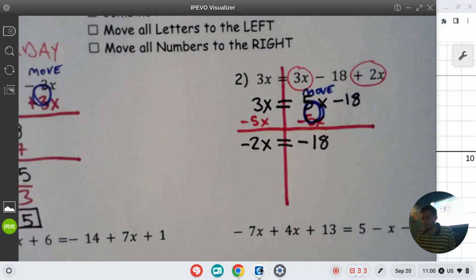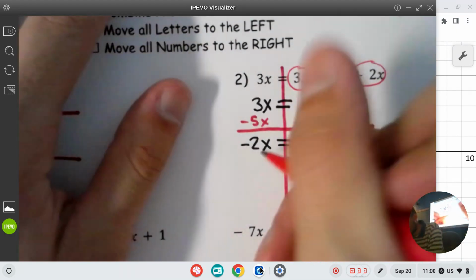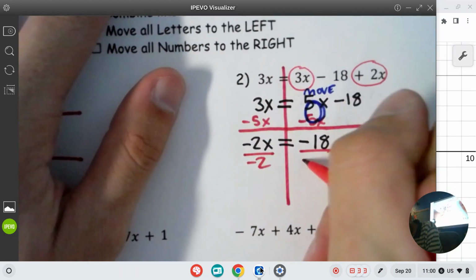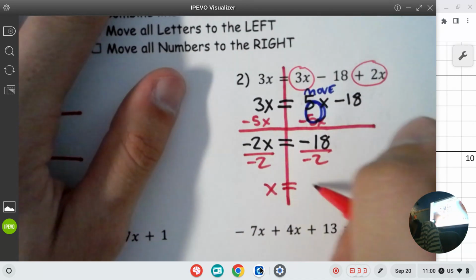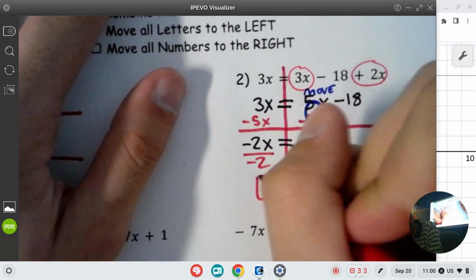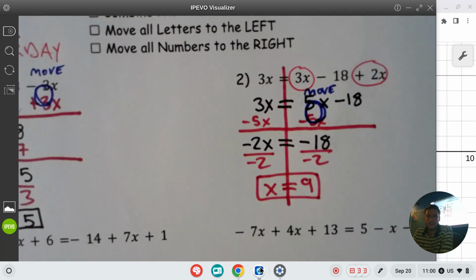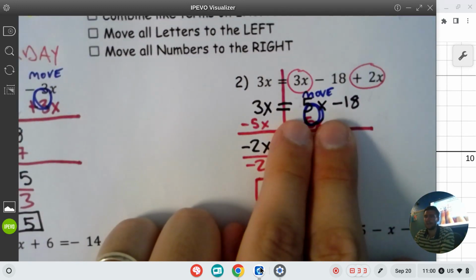And how do we finish every question? Finish it with dividing. Divide by negative 2. Divide by negative 2. X equals 9. All right, this was a question where we talked about something allegedly new. But literally all we did was 3 plus 2 makes 5. Okay? You have a question?